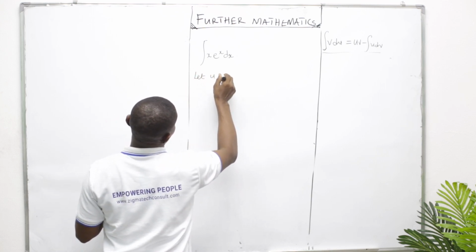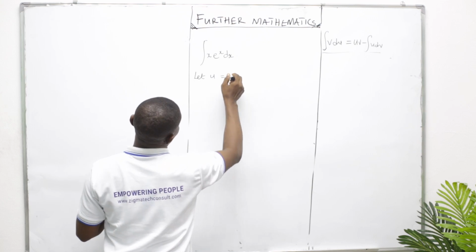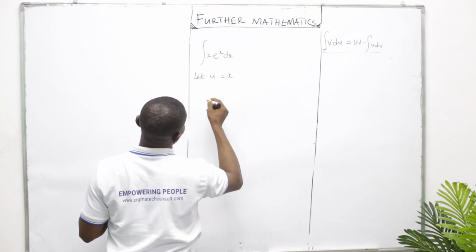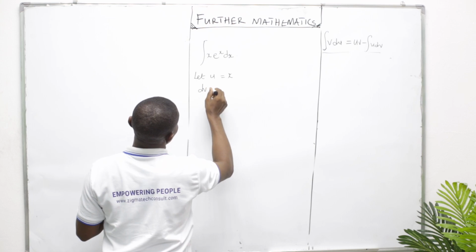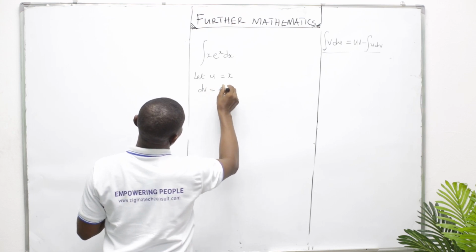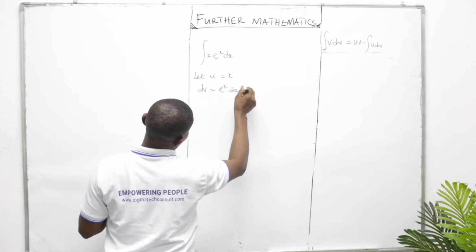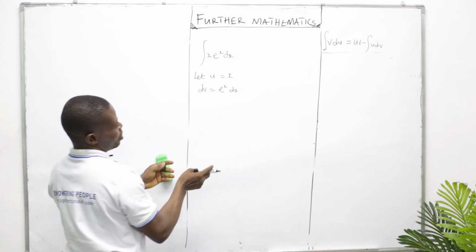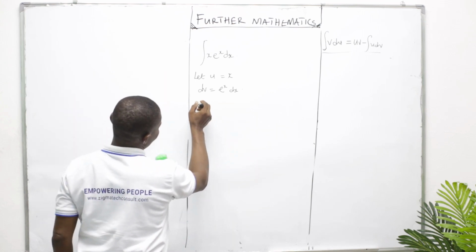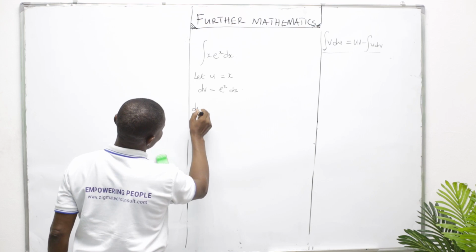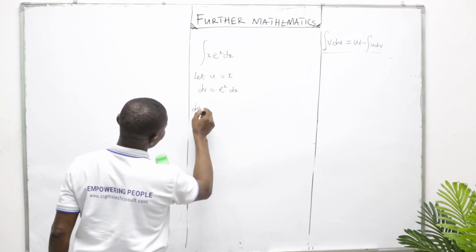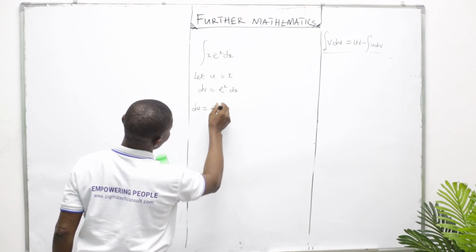Let u equals x, dv equals e^x dx. Let's see what happens. You also check du, when du equals 1 dx.